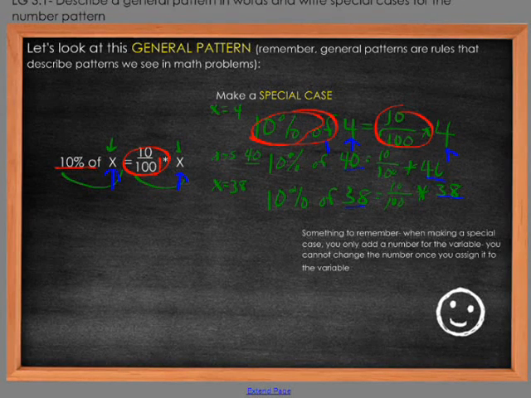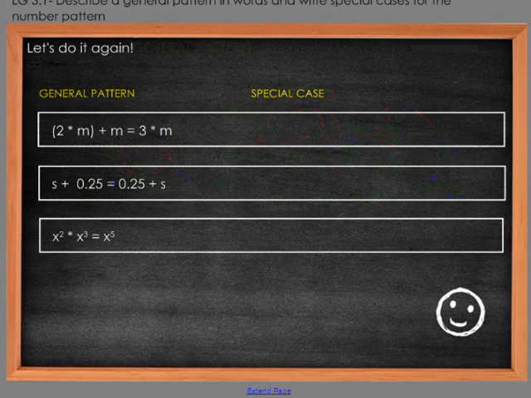All right? Let's go ahead and give it a try. So let's look at this general pattern. If I had 2 times m plus m equals 3 times m, and that's my general pattern, to make a special case, I would find my variable, pick a number, a numeric value for that variable, and rewrite my special case with that number. I want you to go ahead and try to write one special case for each of these general patterns, and then we can come back and check.